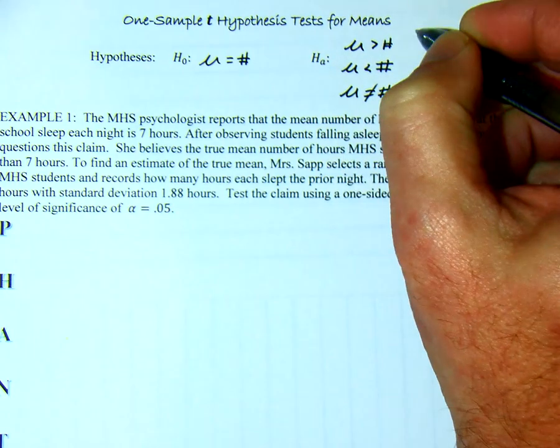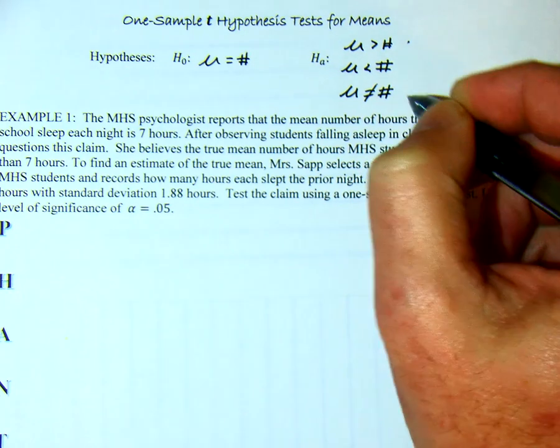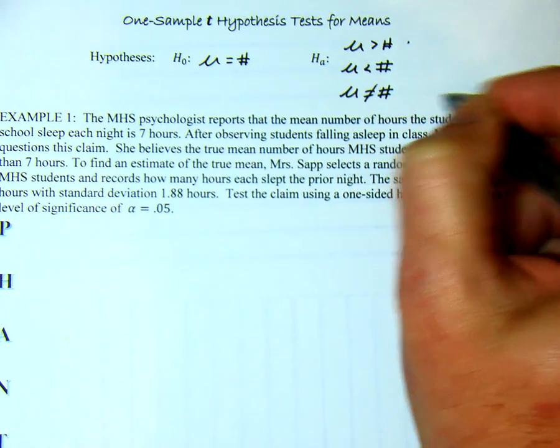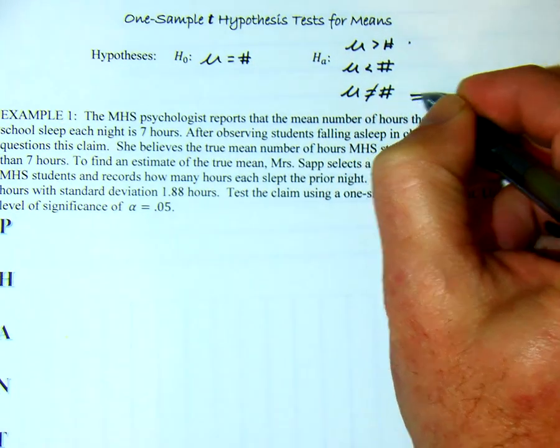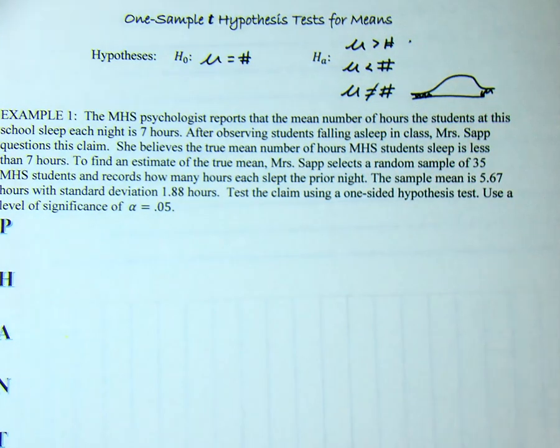Remember, if we're testing greater than, we're going to go to the right. If it's less than, we're talking about left. And if it's not equal to, we're going to have an area on both sides of the curve. So we'll have to double our area if that comes into play. We're going to use our calculator, so it probably isn't too big a deal.